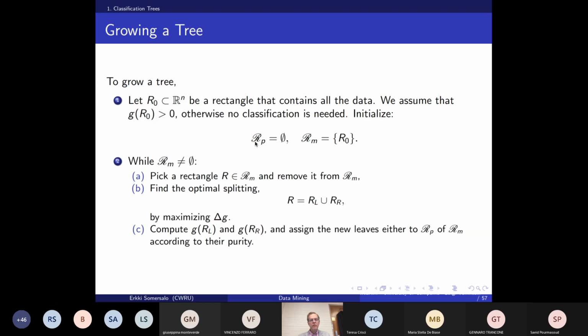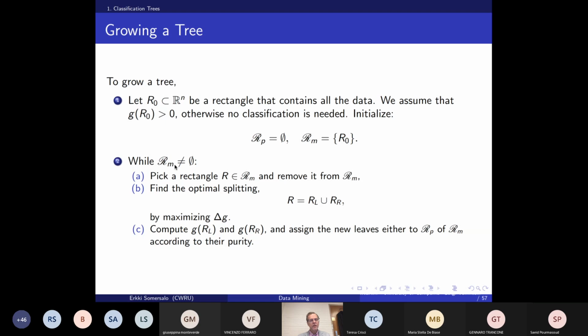Okay. So now what do we do? We have no pure leaves, because now our tree is a so-called trivial tree. We have only one single rectangle. So the set of pure leaves is an empty set. And the mixed leaves, well, we have just one rectangle, so we have just one leaf. In this case, the root R0 is at the same time a leaf of the tree. So we have a seed, a trivial tree. And then we continue repeating the following steps.